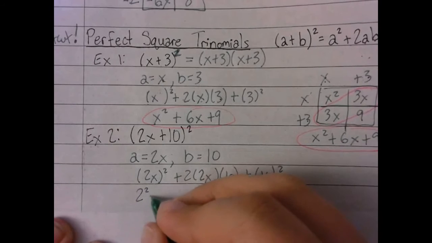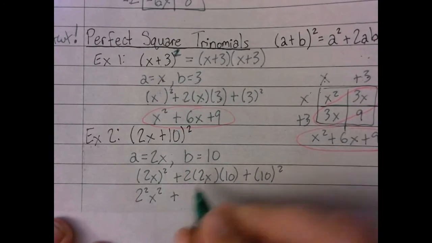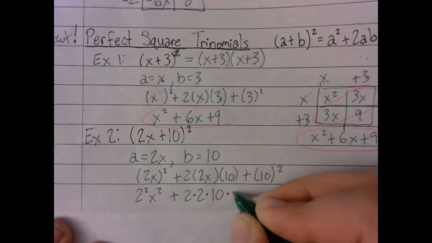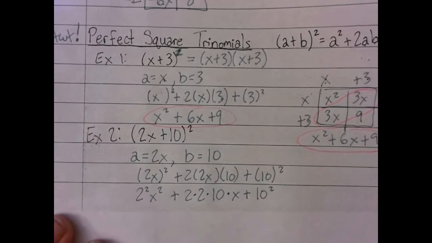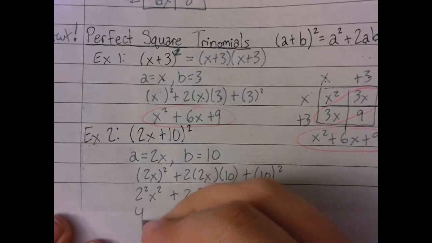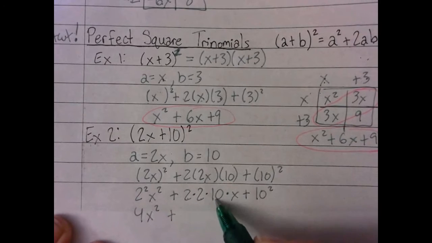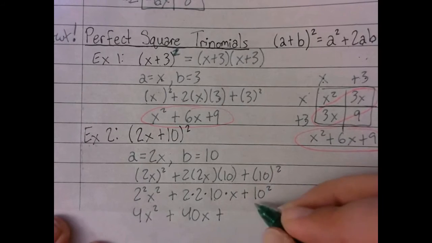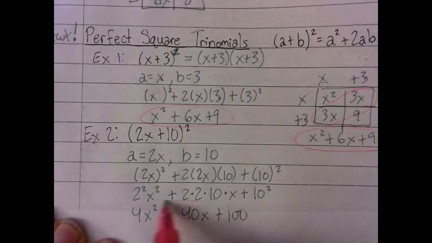So we get 2 squared, x squared, plus, you know what, I'm going to put all my coefficients together. 2 times 10, and then put the x at the end, plus 10 squared. All right, well, 2 squared is 4. We got to keep x squared as x squared. 2 times 10 is 40. Don't forget your x. And 10 squared is 100. There's your answer. On to the next page.